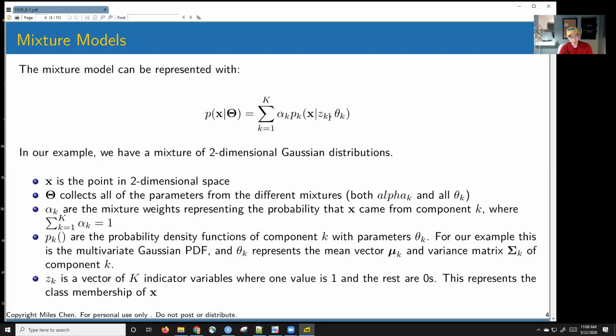Then z sub k is the indicator variable to indicate which component it comes from. This is going to be a vector of zeros and ones, where if the x comes from component 2, that vector is going to be 0, 1, 0. So it's zeros for everything that is not the component, and a 1 for the component that it does come from. This is how we represent the mixture distribution.